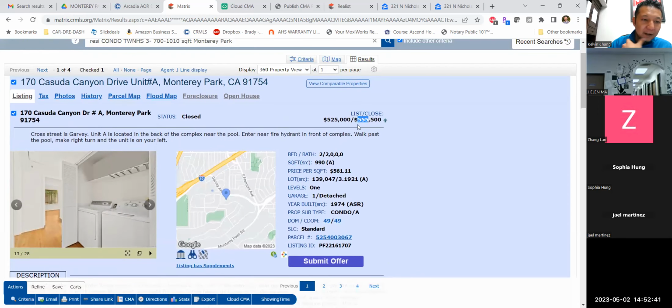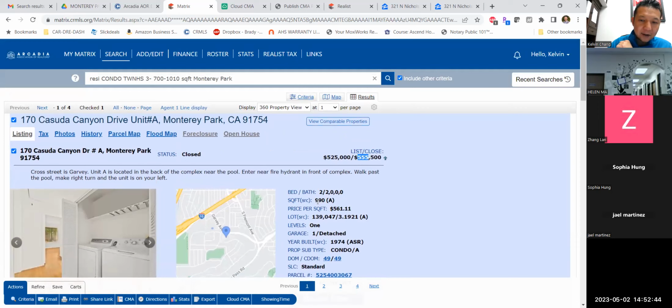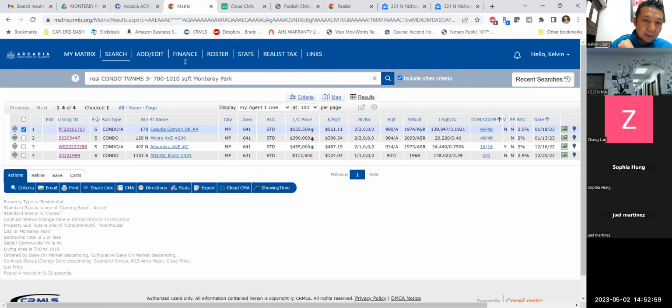So 555 for this 990 square foot one. How did I get an 850 square foot sold for a similar price, and in a not as nice of a neighborhood? This is a nicer area. So the question is really through advertising its potential and describing it.